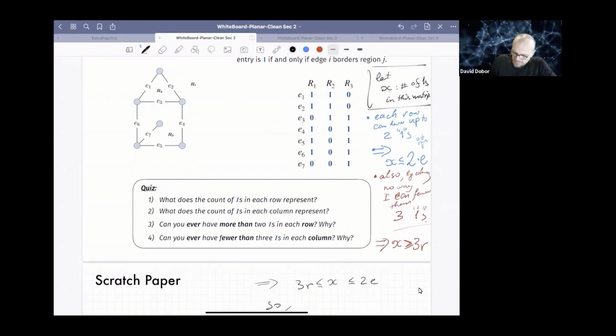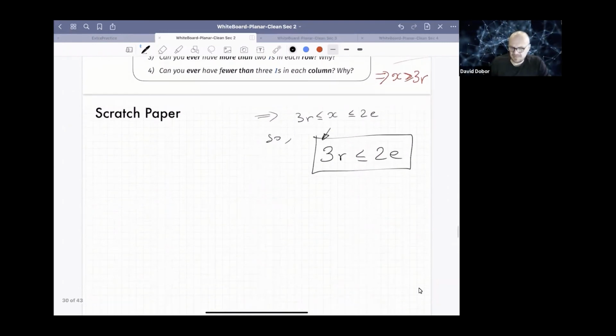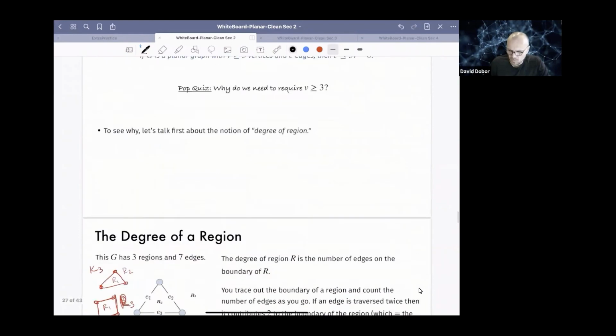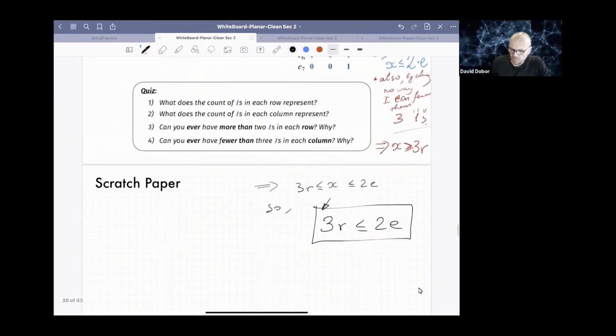So, conclusion: 3R is at most 2E. This must be the case. People agree? There's no other way. Now we need a nice proof of why that's the case. Okay, so that clarifies that this must hold. Now I want to prove this for any planar graph. I want to see why this is true. So why is that true?